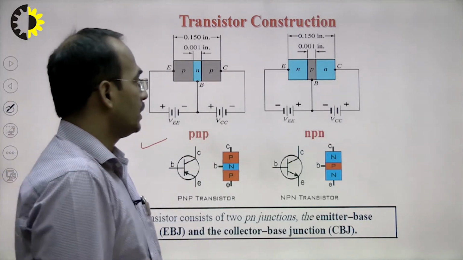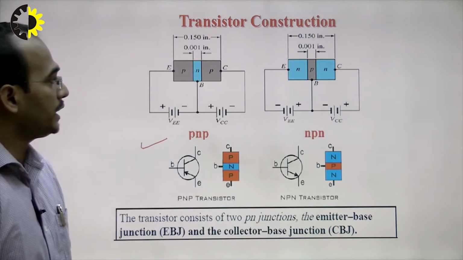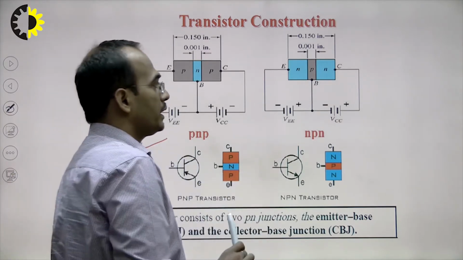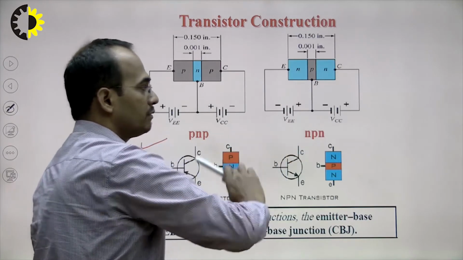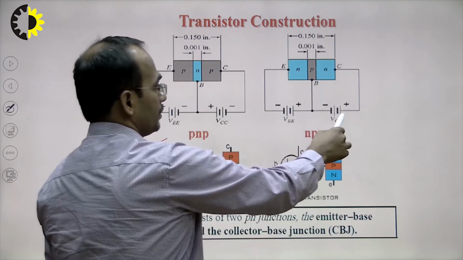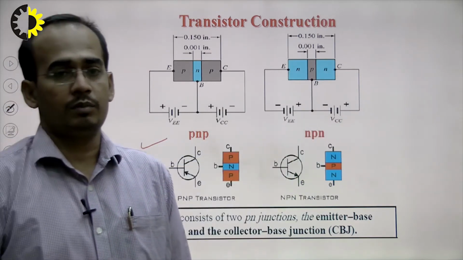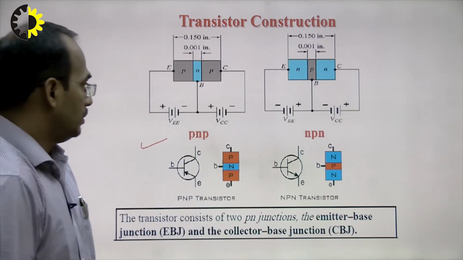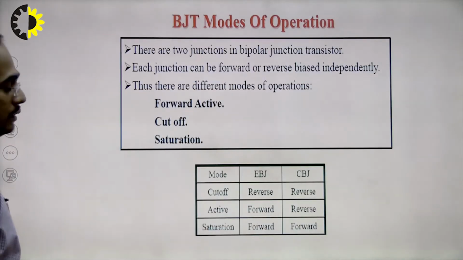and the N side to the positive terminal of the battery. Similarly, for the NPN transistor, for making the emitter base junction forward bias, I will connect the N side to the negative terminal of the battery and the P side to the positive terminal. Similarly, for the collector base junction, the N side is connected to the positive terminal of the battery and the base is connected to the negative terminal. I will discuss in the next slide how the emitter current flows.